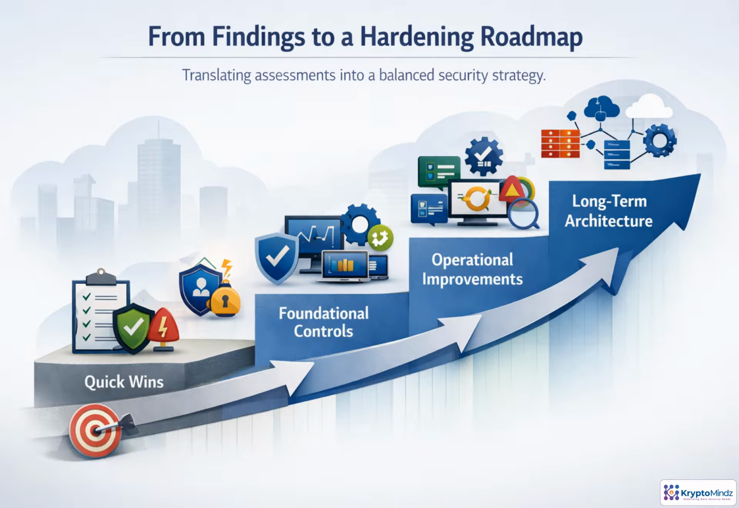As those stabilize, improve operations through monitoring, response playbooks, access reviews, change control, and exception handling. Finally, plan larger architecture work such as segmentation, application modernization, data governance, and automation. The goal is momentum now, with a path to sustainable hardening.